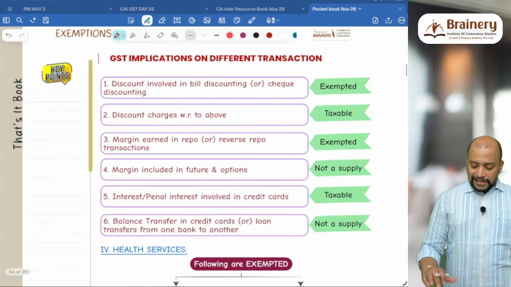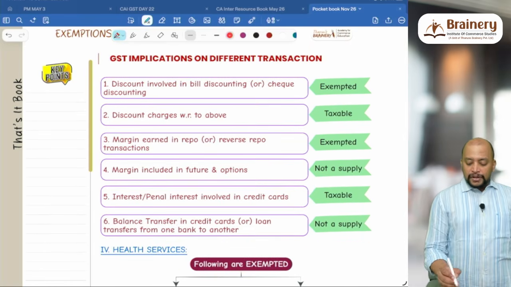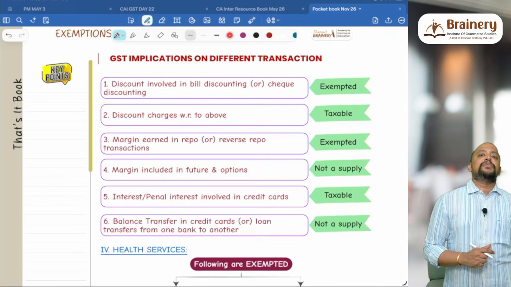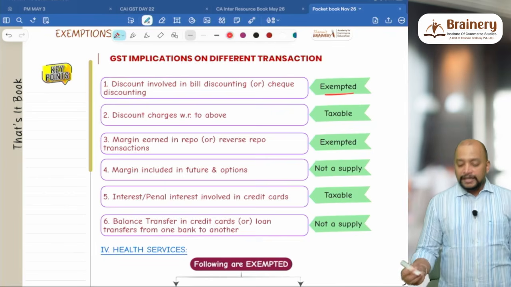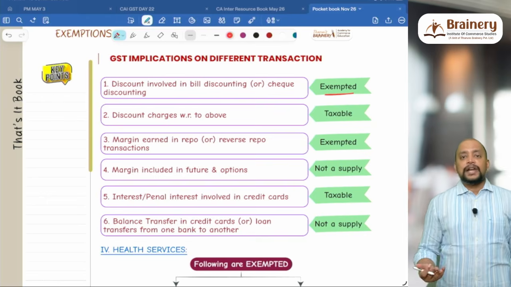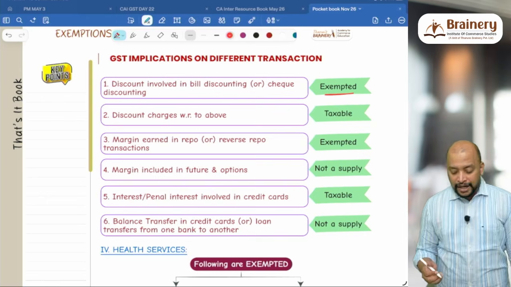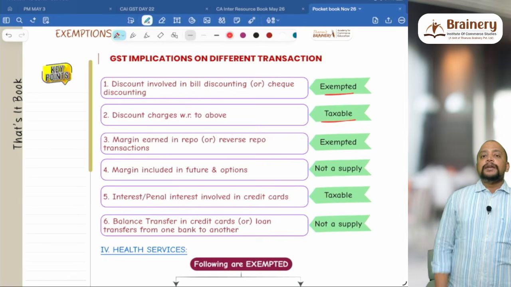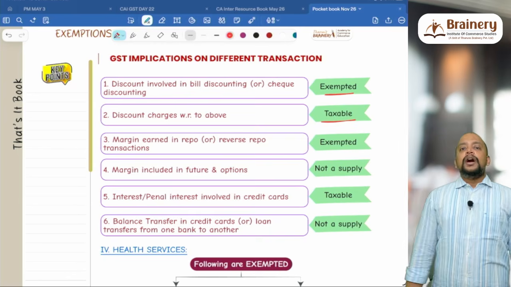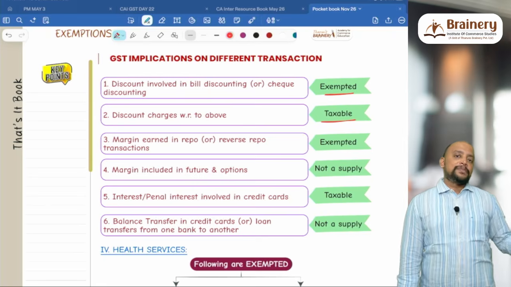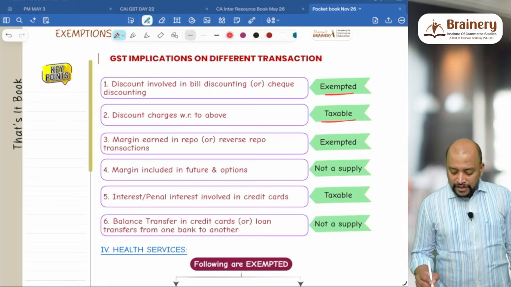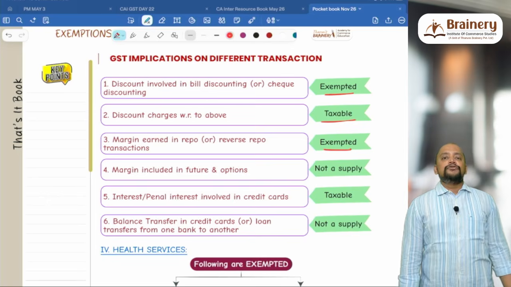And GST implications on different transactions. Discount involved in bill discounting or cheque discounting. Any consideration represented by way of interest or discount will be exempted. However, the discount charges, that is documentation charges or any other charges related to this discounting, will be taxable. And margin earned on repo or reverse repo transactions, basically repo, reverse repo or short-term money market instruments between RBI and the banks, in that case the margin is nothing but the interest, and that interest will be exempted.